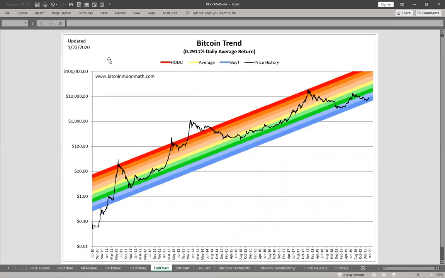I try to keep them updated about every week. You can see where we're at in the trend line, and the different colors. If we were on the high end of it, it would be 100,000, for this rainbow chart.